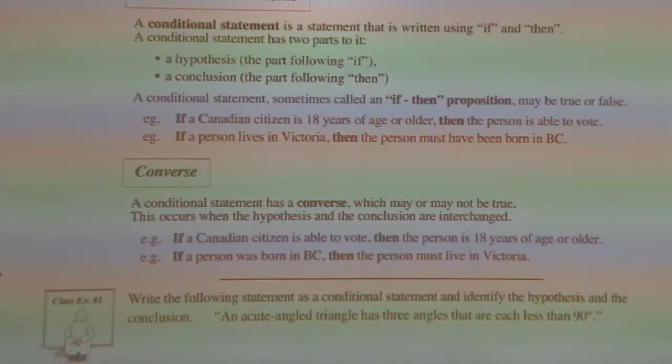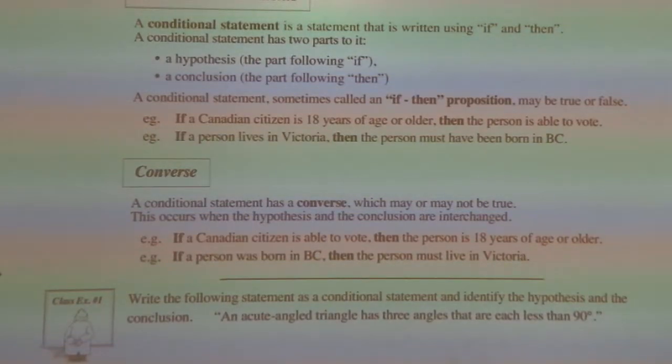If a Canadian citizen is 18 years of age or older, then the person is able to vote. Is that true? Yes. If a person lives in Victoria, then is the person born in BC? No. Okay? So if-then statements do not necessarily have to be true statements. They could be false. A conditional statement has a converse, which also may or may not be true.